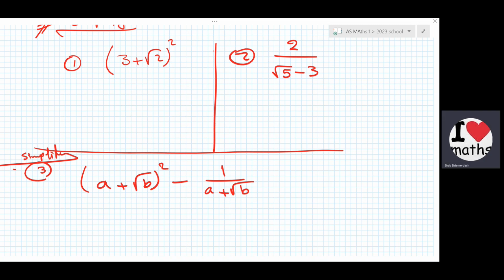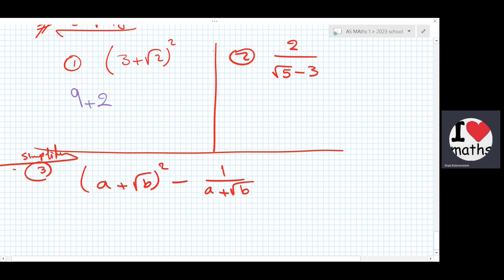3 plus root 2 all part. Who can help me, guys, to answer the question? What should I do? In the first space, square of the first, square of the second, first multiplied by second multiplied by 2, right? Isn't that what we're talking about? Square of the first, square of the second, first times second times 2. So here I have 3 to the power of 2, which will give me 9.